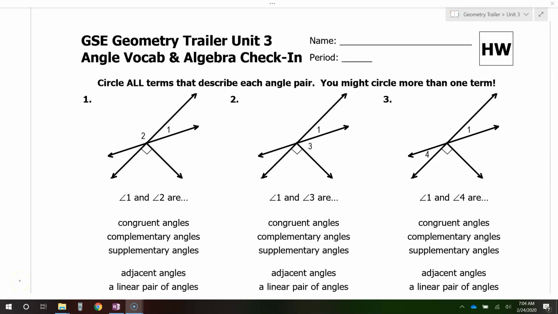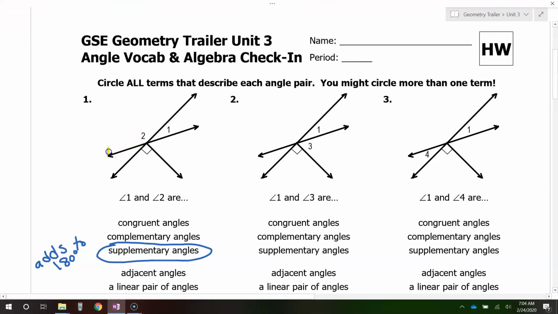In this video, we are going to talk about some angle vocabulary, and we'll do a little bit of algebra practice. So, angles like angle 1 and angle 2 are definitely going to be supplementary. Now, remember that supplementary means adding up to 180 degrees.